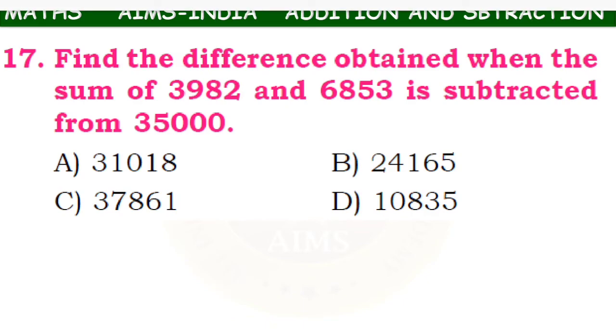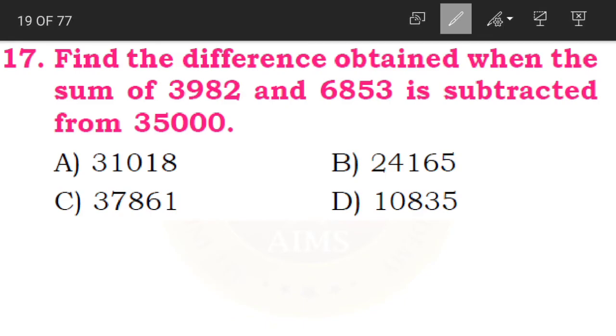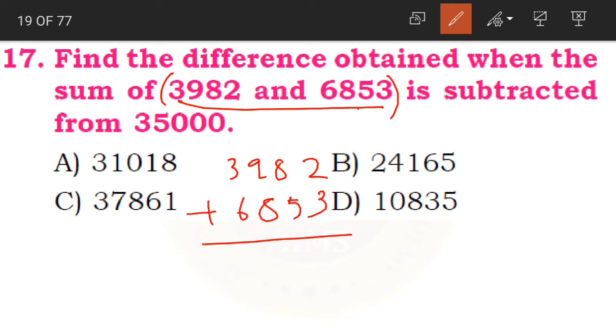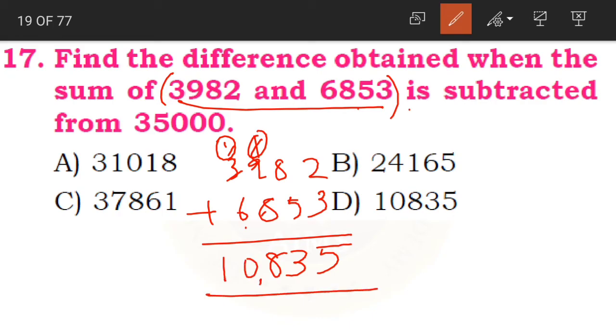Find the difference obtained when the sum of 3982 and 6853 is subtracted from 35,000. First what? First is the sum. We need to find out the sum: 3982 plus 6853. 3 plus 2, 5. 5 plus 8, 13. 9 plus 1, 10. 10 plus 8, 18. 1 plus 3, 4. 4 plus 6, 10. What is the sum, children? 10,835.